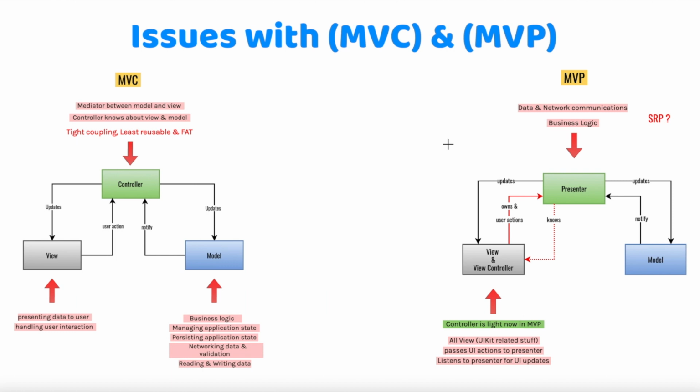But now what is happening after that? If we look into our presenter layer, it is still handling the business logic plus data and the network communication. So here we are breaking a very basic design principle, that is the single responsibility principle. So in the presenter layer, we have the business logic, and we have the data and the network communications also. And in applications where business logic is much more heavy, your presenter can also face the same issue that the controller is facing in the MVC architecture. Ultimately, this layer can also become fat in MVP architecture.